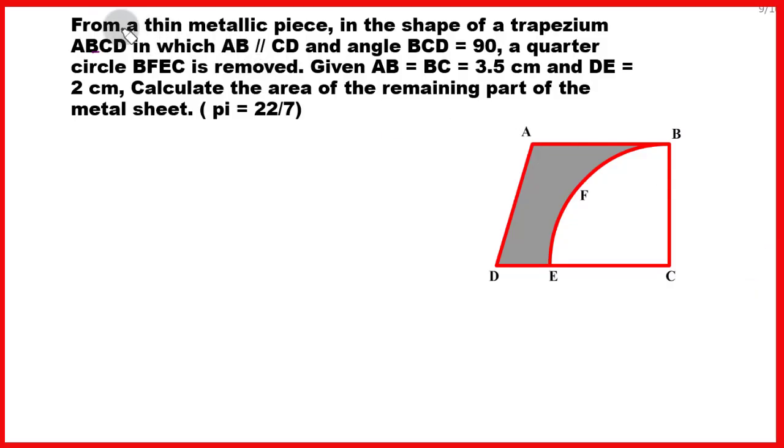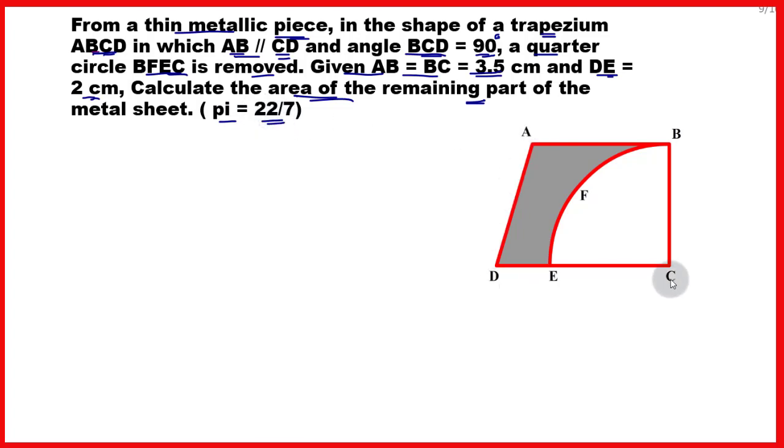Friends, here is a question. From a thin metallic piece in a shape of trapezium ABCD, in which AB is parallel to CD and angle BCD is equal to 90 degree, a quarter circle BFEC is removed. Given that AB is equal to BC is equal to 3.5 centimeter and DE is equal to 2 centimeter, calculate the area of the remaining part of the metal sheet and use pi is equal to 22/7.